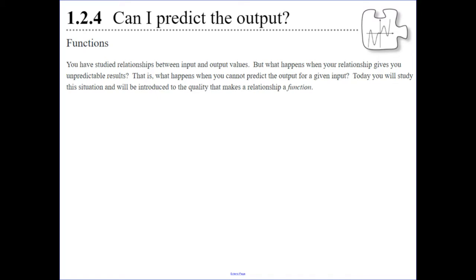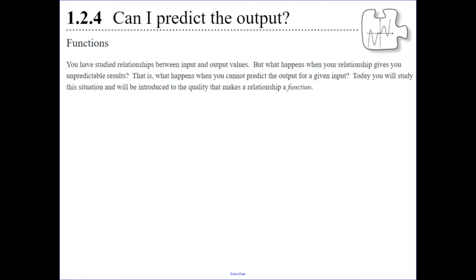Anyway, moving on. Today, we're doing lesson 124, and lesson 124 is talking about functions. So we are actually going to formally define functions today. It says, can I predict the output? You have studied relationships between input and output values, but what happens when your relationship gives you unpredictable results? That is, what happens when you cannot predict the output for the given input? Today we'll study this situation and we'll be introduced to the quality that makes a relationship a function.